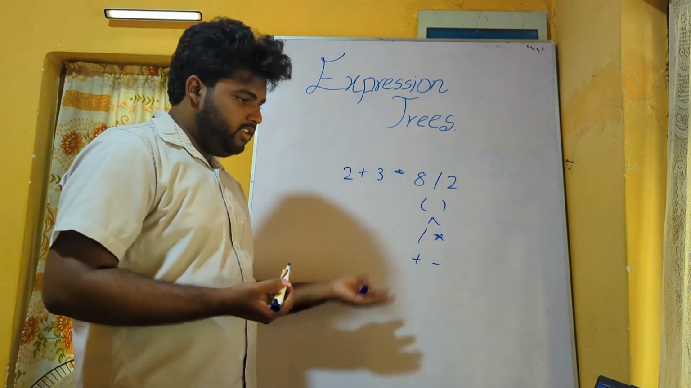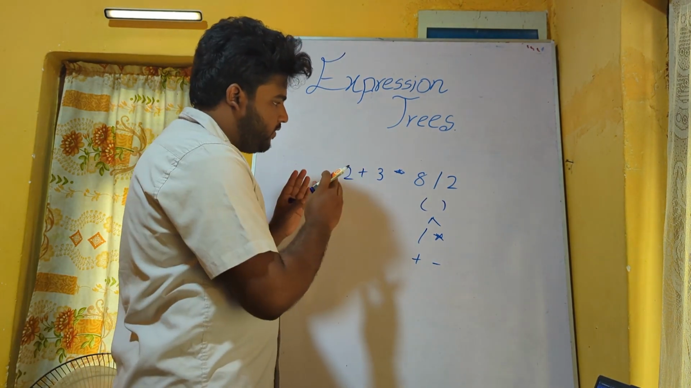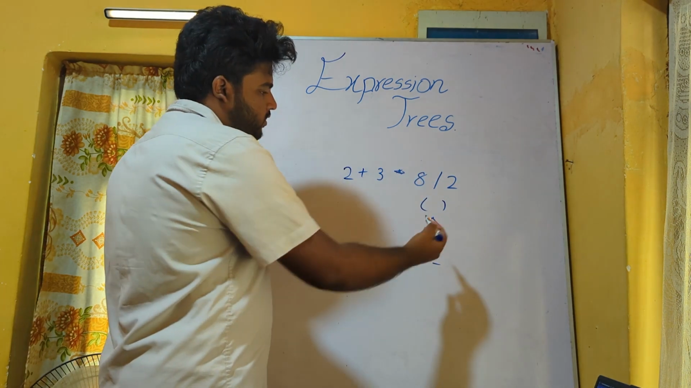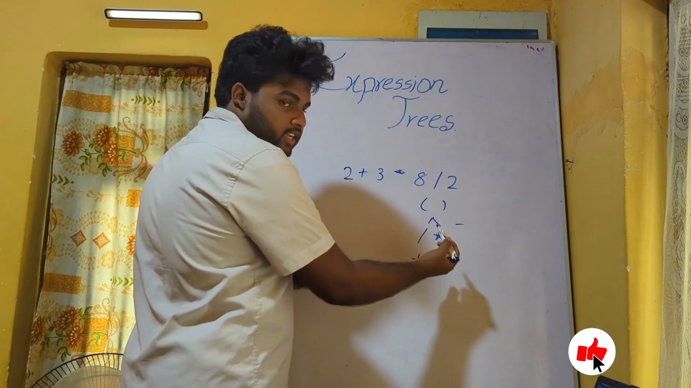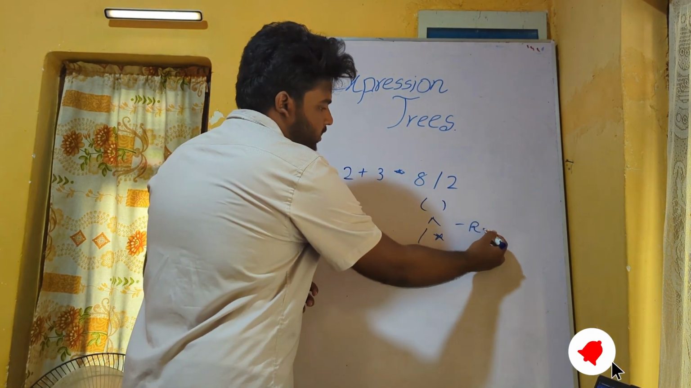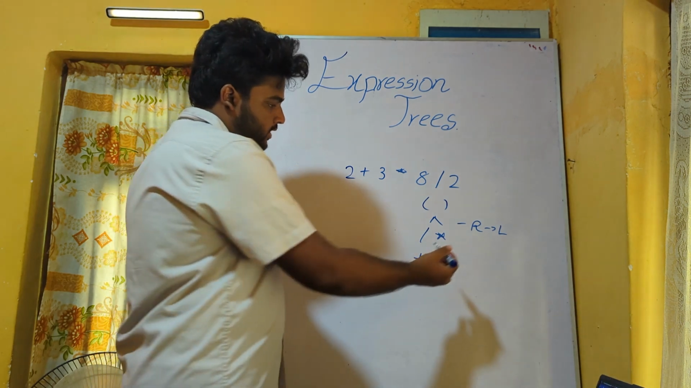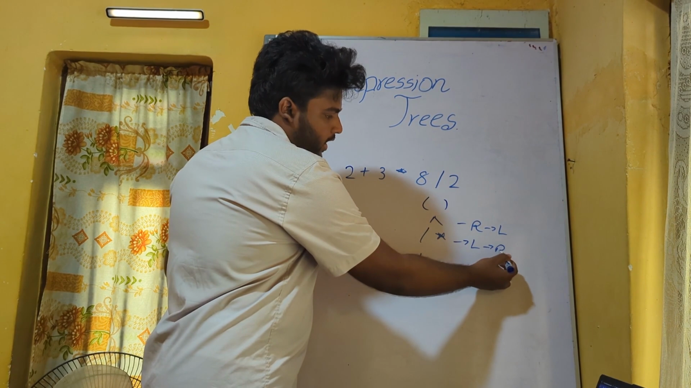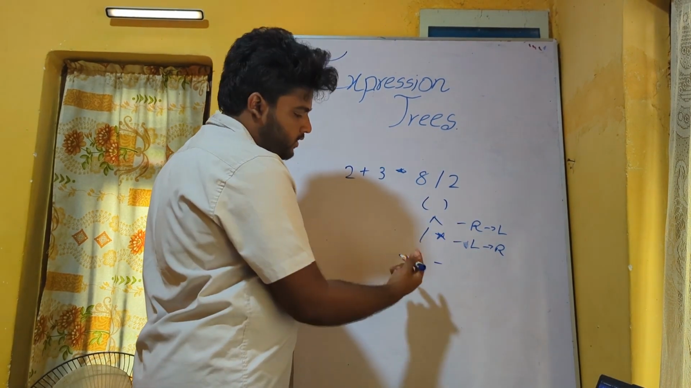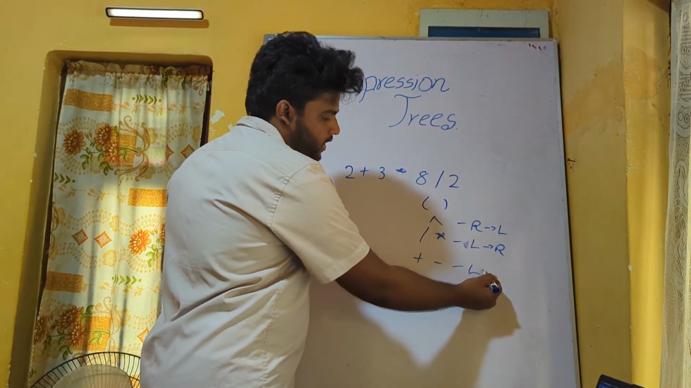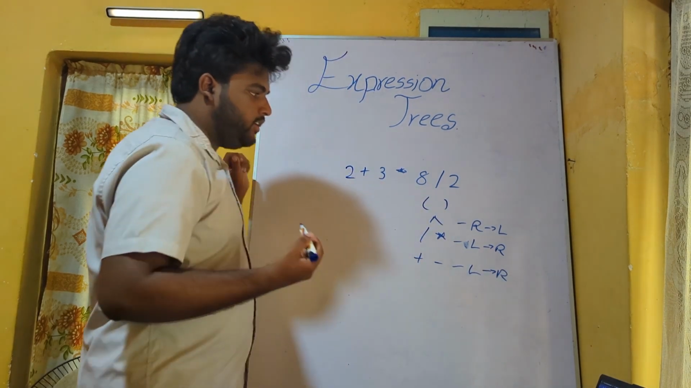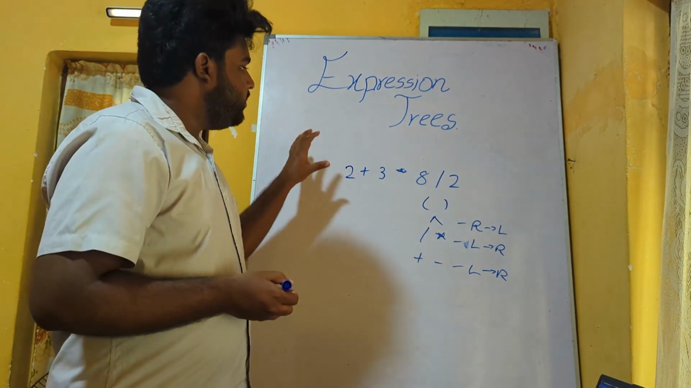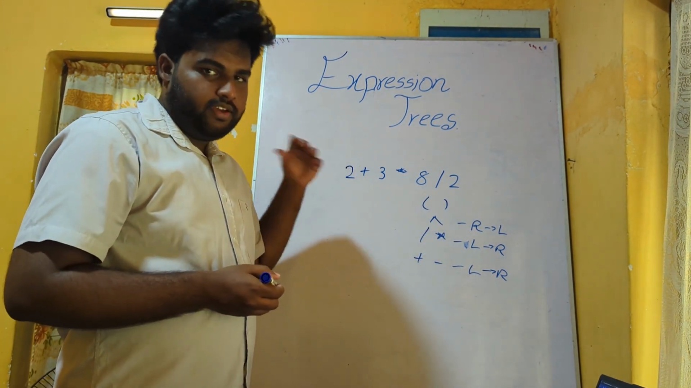And then associativity means whether you are reading the expression from left to right or right to left. In the power operator we actually read from right to left. In division and multiplication we have left to right. And in addition and subtraction too we have left to right. So using this set of rules, we actually can solve these expressions by ourselves.